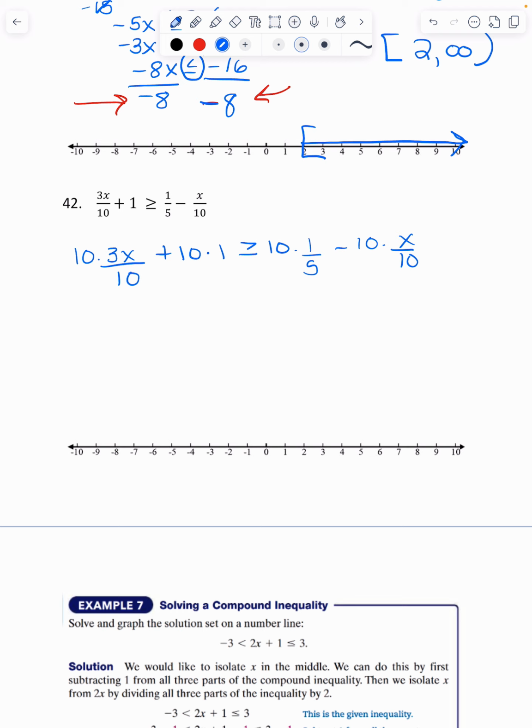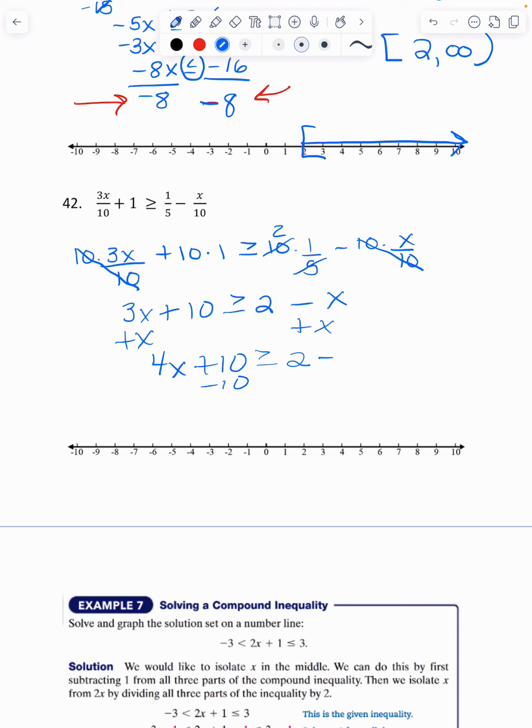Now remember, when we do this, it's going to get rid of all of our denominators. So we have 3x plus 10 is greater than or equal to 2 times 1, which is 2. My 10s are going to cancel out, and I'm left with x. So let's get our variables on the same side. I have 4x, subtract 10 from both sides.